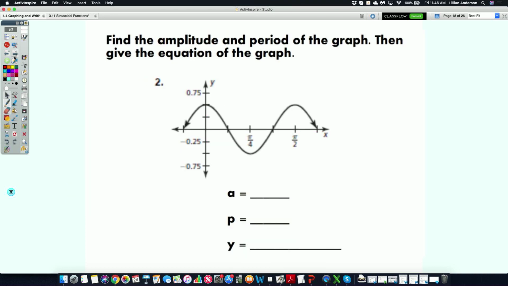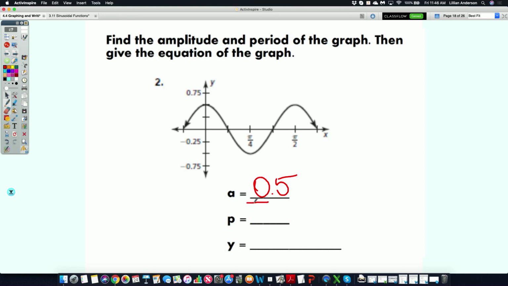Let's look at the next one. We're going to find the amplitude, find the period, then give the equation. Amplitude, what is it? Try again. What would you say? Sorry. 0.5. Okay, sorry. I thought y'all said 0.25. My bad. Sorry. 0.5. What's my period?